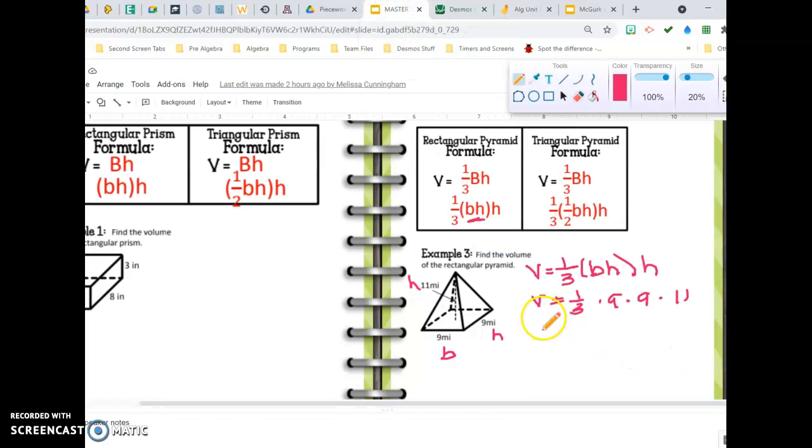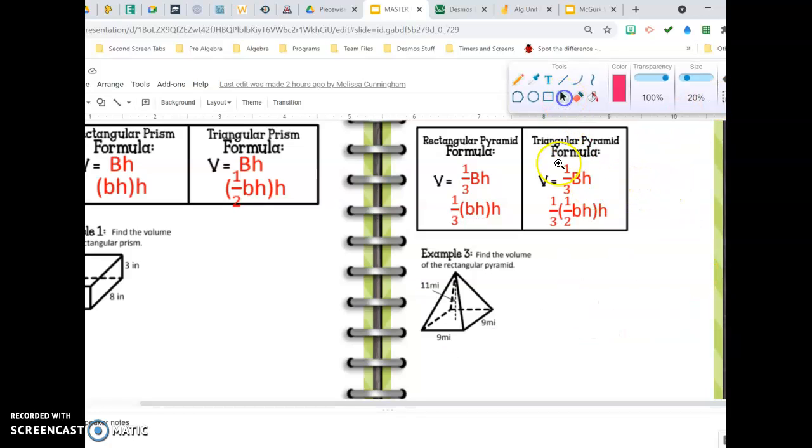So then when I come over here, I say my volume is 297. And this is miles, I believe. Miles cubed, okay? All of our volume units are in cubic units because of the volume.